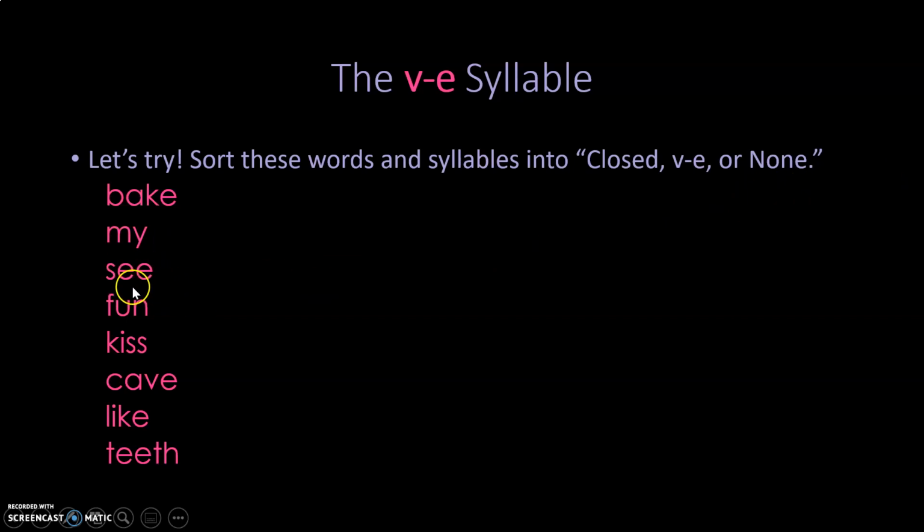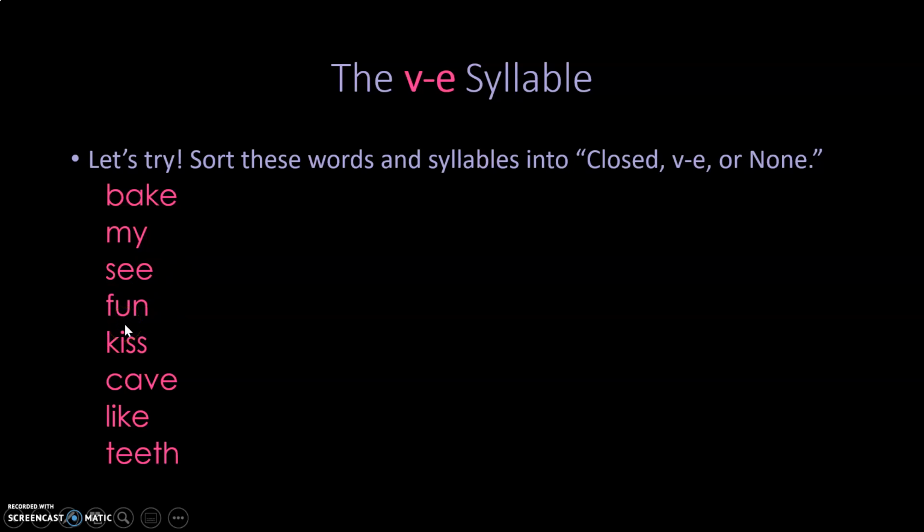Point to the vowel or vowels in the next one. What did you say for this one? Is it closed, silent E, or none? If you point to the vowels, you have two vowels, but there's no consonant in between them. So it's not a vowel consonant E. Can it be closed? No. So if it's not closed and it's not silent E, it goes under none. So let's review. We have silent E, bake. My is none. Do you know this word? It's C. It's a sight word. It goes under none.